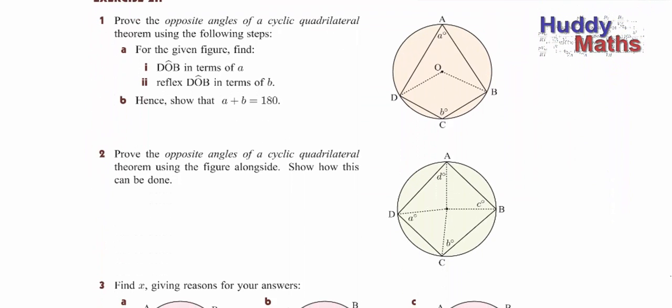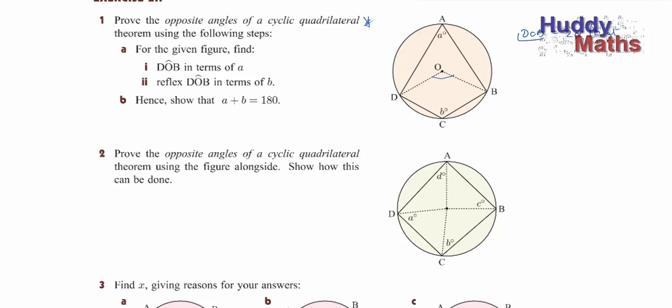Okay, come down and let's see some of that in action now. So here's some exercise from Hayes and Harris. And what I want you to do is to pause the presentation, have a go at the problem, and then watch me do it, and then move on to the next one. Okay, so let's have a look. We're trying to prove the opposite angles of a cyclic quadrilateral theorem using the following steps. So we're going to do another proof. For the given figure, find angle DOB. So angle DOB, we'd say angle DOB equals 2 alpha.